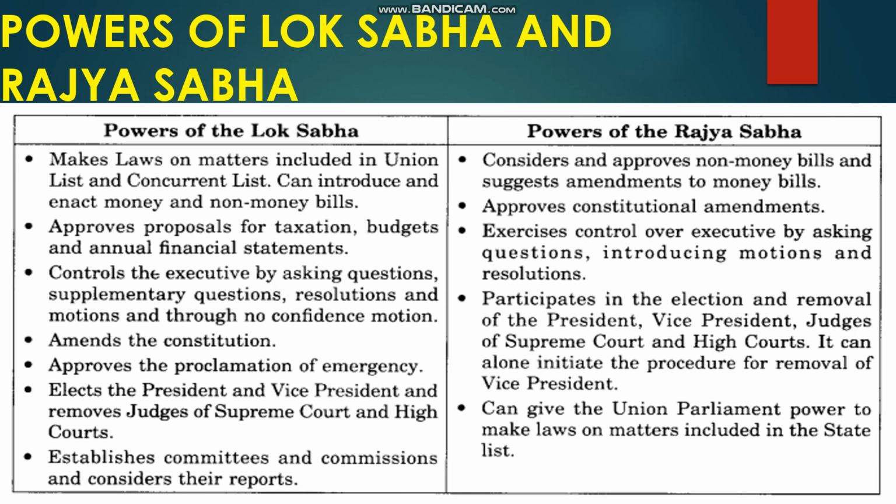Now, Rajya Sabha can give the Union Parliament power to make laws on matters of state, including those in the state list. As we all know, it represents the states. That's why this is also a special power of Rajya Sabha.